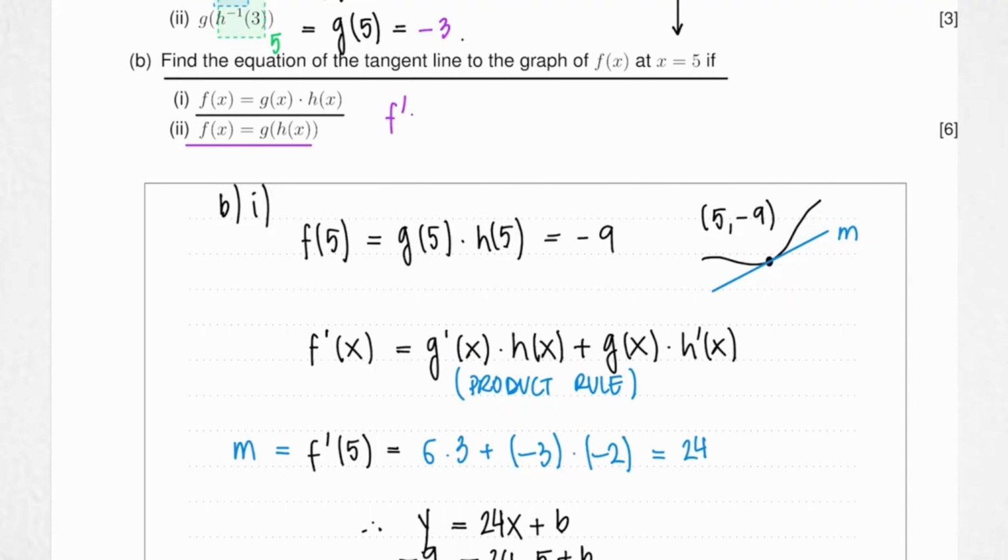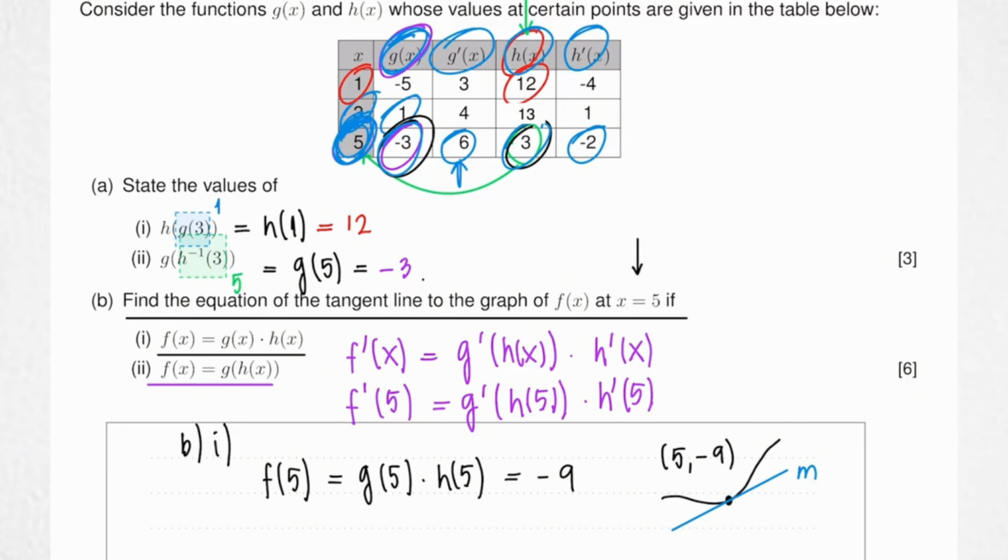Now let's jump to the second part, where f of x is a composition between g and h, g of h in this case. Now, if we have a composite function, we need to apply the chain rule to find the derivative of f and to replace the values for when x is equal to 5. So how do we apply the chain rule? F prime of x is g prime of h of x times h prime of x, which means that f prime of 5 is g prime of h of 5 times h prime of 5.